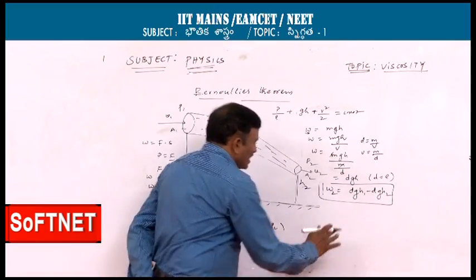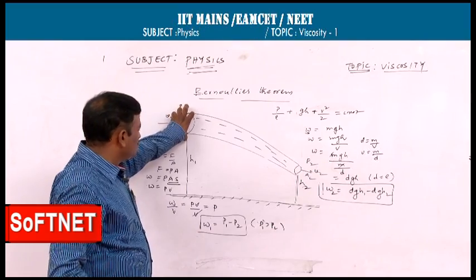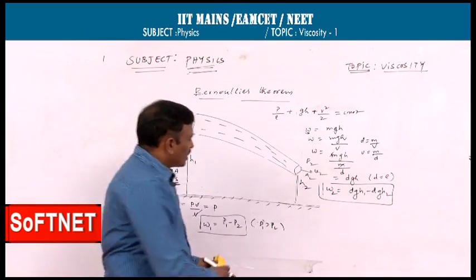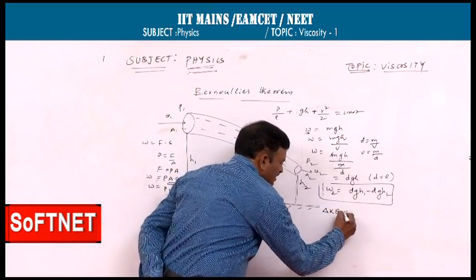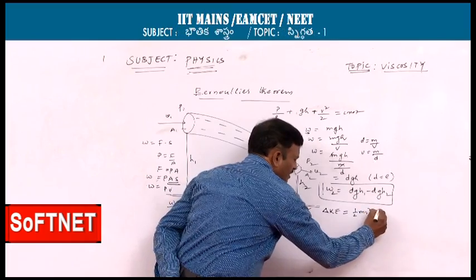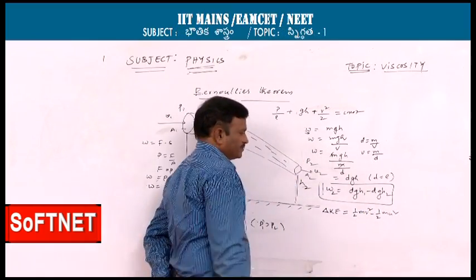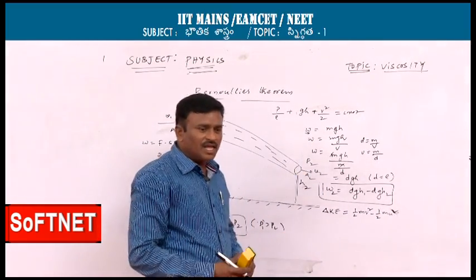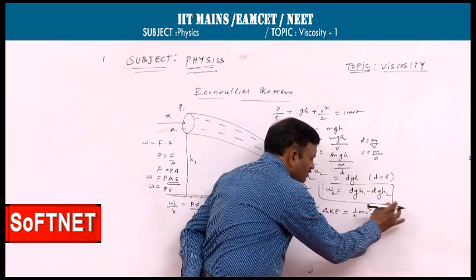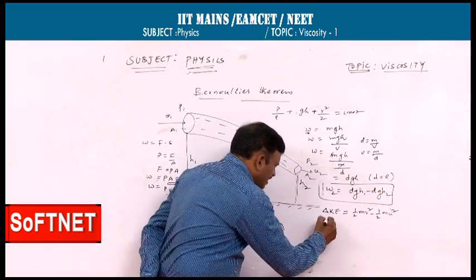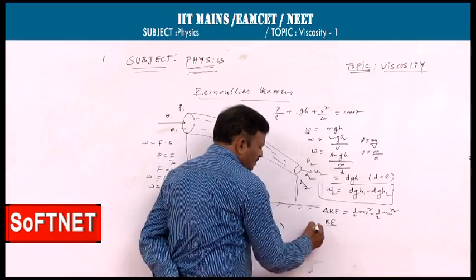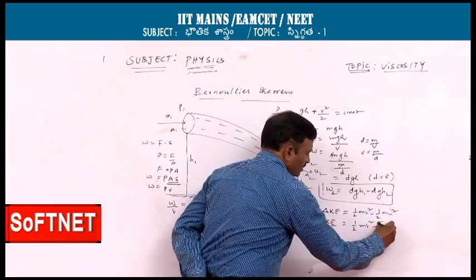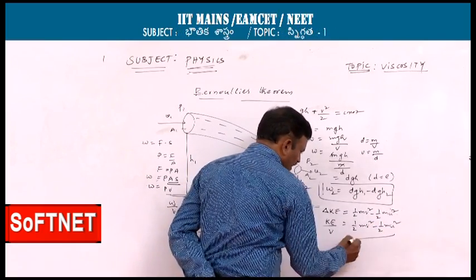Next is kinetic energy. Initially the velocity will be less, and here the velocity will be more. So the change in kinetic energy is half mv square minus half mu square. Each and every term is important while doing the numerical. So the kinetic energy per unit volume is half mv square minus half mu square, divided by V.